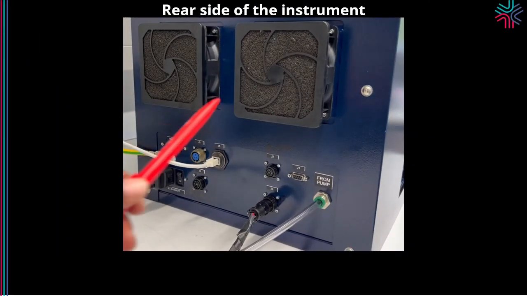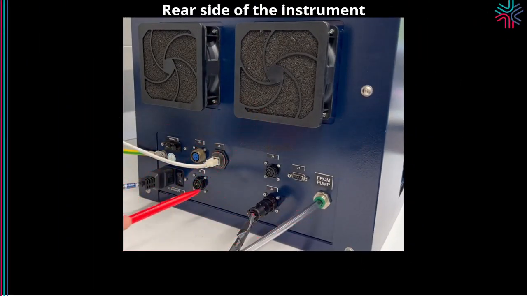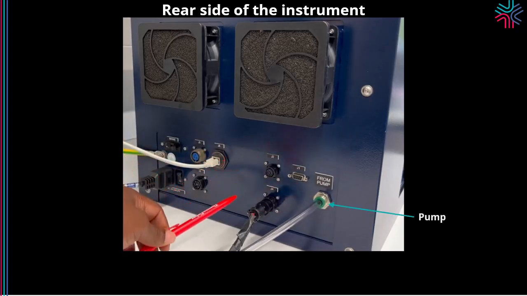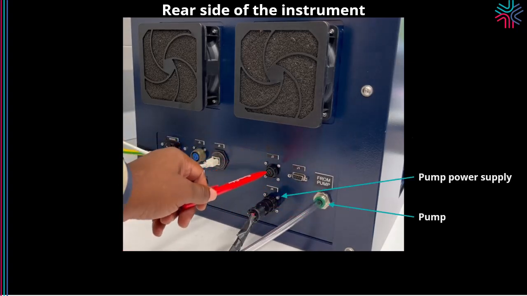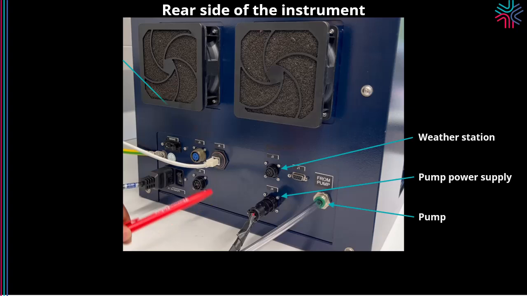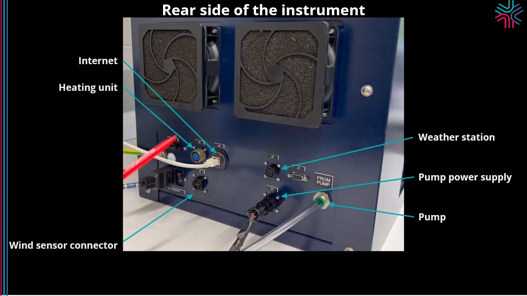So now we are at the rear side of the instrument, and here you have different connectors. Here's the connection to the pump. Here's the power supply to the pump and the weather stations. You have the internet connection here. You have the wind sensor connector and the heating unit. This heating unit is good under high relative humidity conditions. You have the plug here, which is good to always add to the instrument, and the power setup.